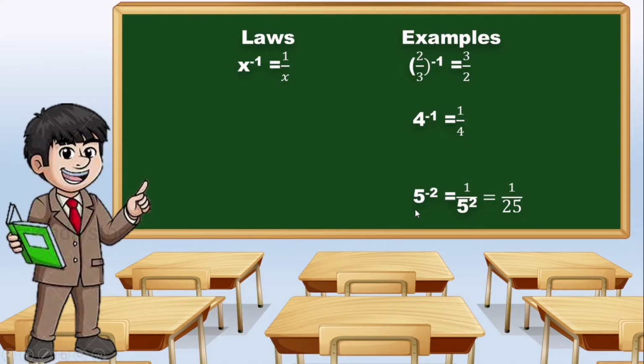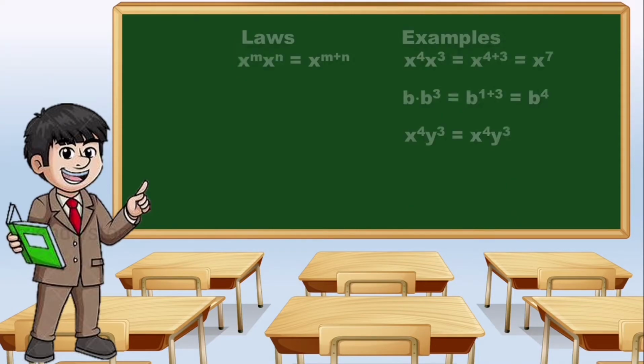Okay, magbibigay ako ng example na kapag hindi 1. So, example, 5 raised to negative 2 equals 1 over 5 raised to 2. So, ayan. So, magiging positive na yung exponent ni 5. So, 1 over 5 raised to 2, that is equal to 1 over 25.